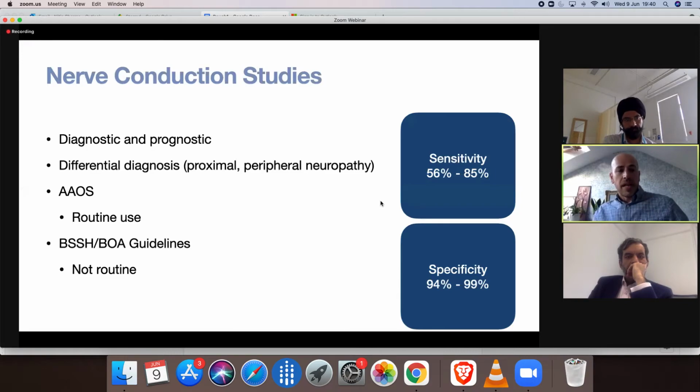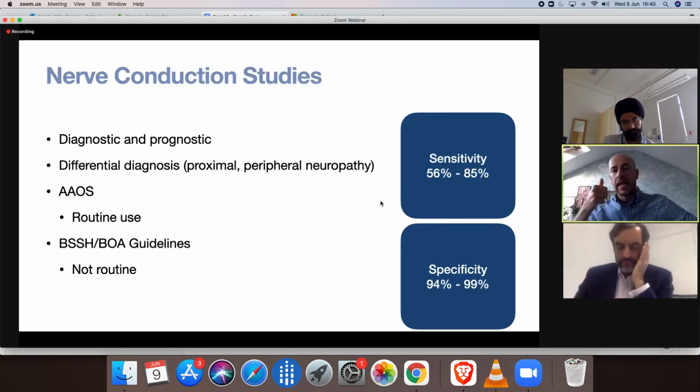So, do we do nerve conduction studies in everyone? Not necessarily. I do have a low threshold for doing nerve conduction studies. I find it can obviously aid your diagnosis, but it's also prognostic as well.